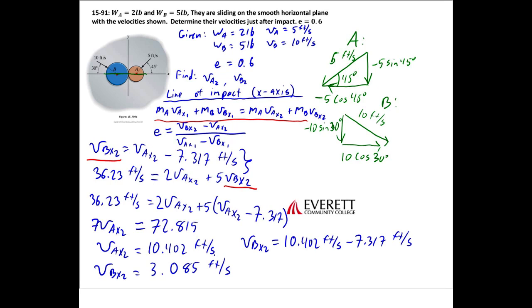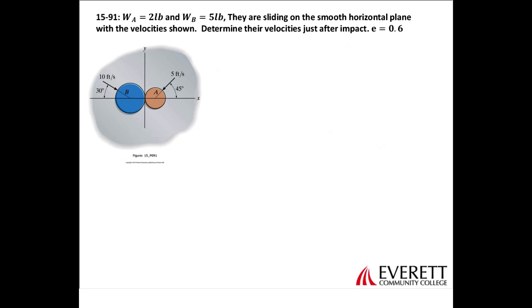So to consider the y direction, I'm going to move on to another slide and just put that information we already solved for. So here's a clean slate, and we solved for VAX2. We said that was equal to 10.402 feet per second. And we solved for VBX2, that was equal to 3.085 feet per second. Now we want to consider the y-axis.